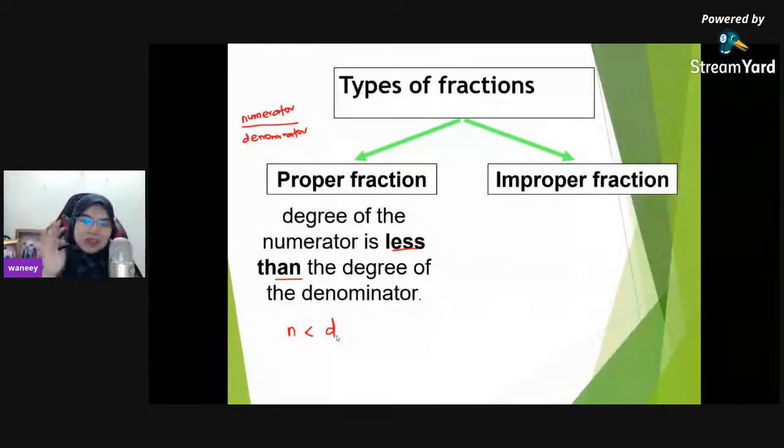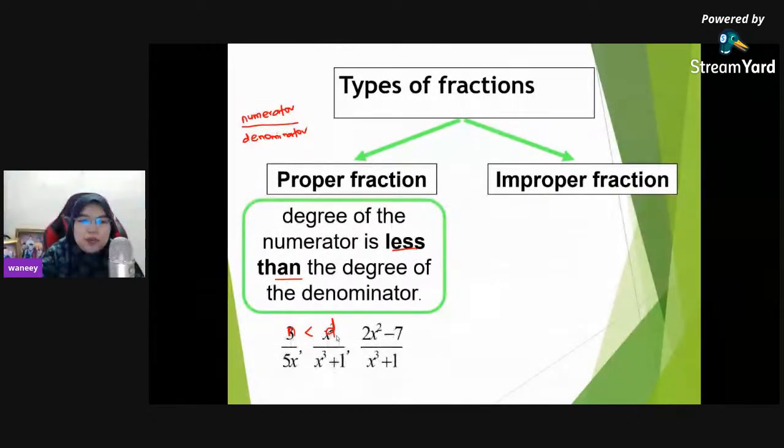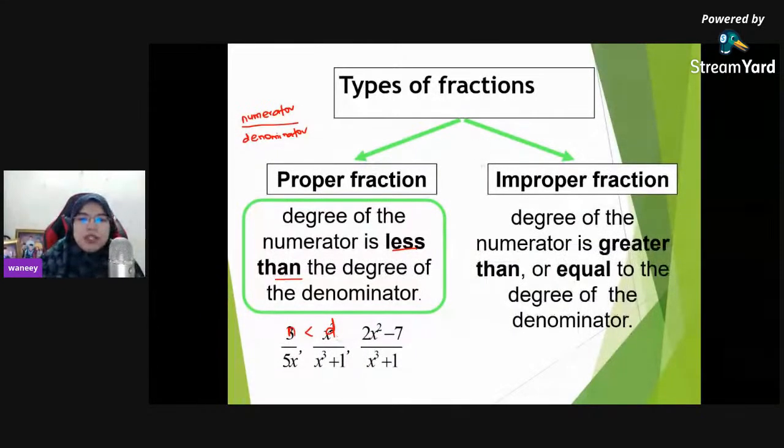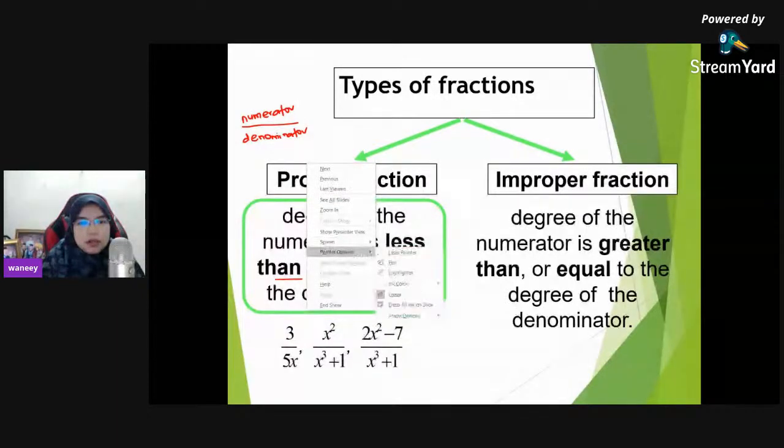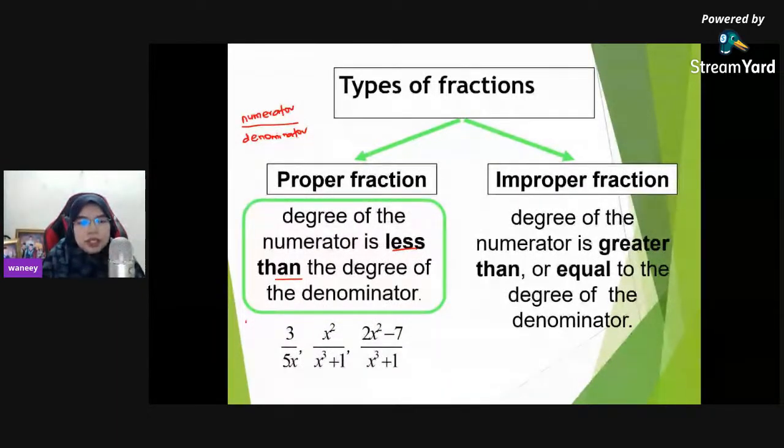Improper is the opposite of proper fraction. For an improper fraction, the degree of the numerator is greater than or equal to the degree of the denominator. Let me write them down again. This one is n less than d. This one, you should have either n greater than d or n equal to d. So either the degree of the numerator is equal to your denominator, or the degree of the numerator is greater than your denominator.